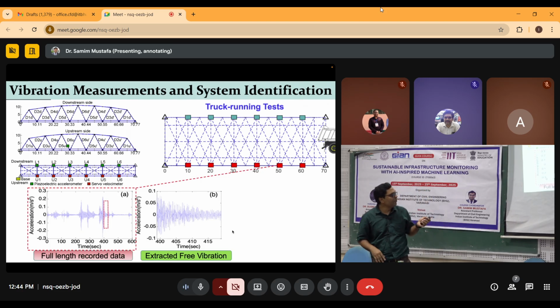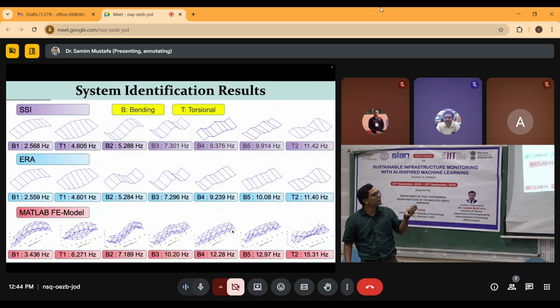If you check the video of traffic recorded during the measurement, when the vehicle has passed completely over the bridge, there is a free decay. You can see the exponential decay. Those who are from structural dynamics can understand: because of damping, it will decay like e to the power minus zeta omega n t. Extracted from the free vibration response, you can do system identification.